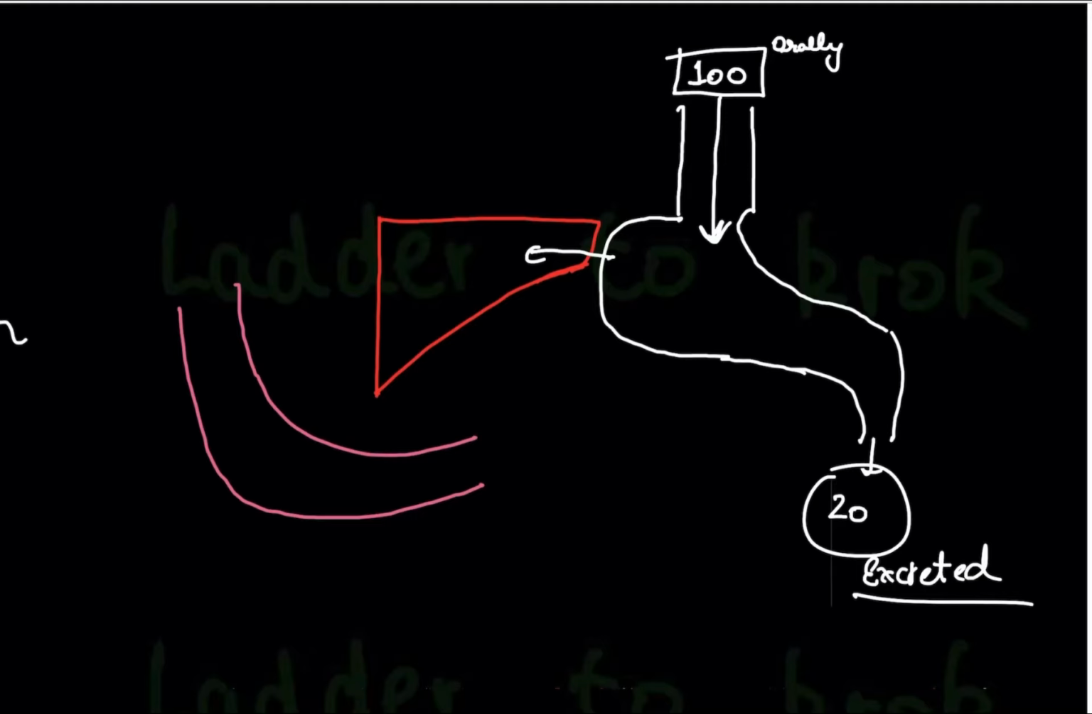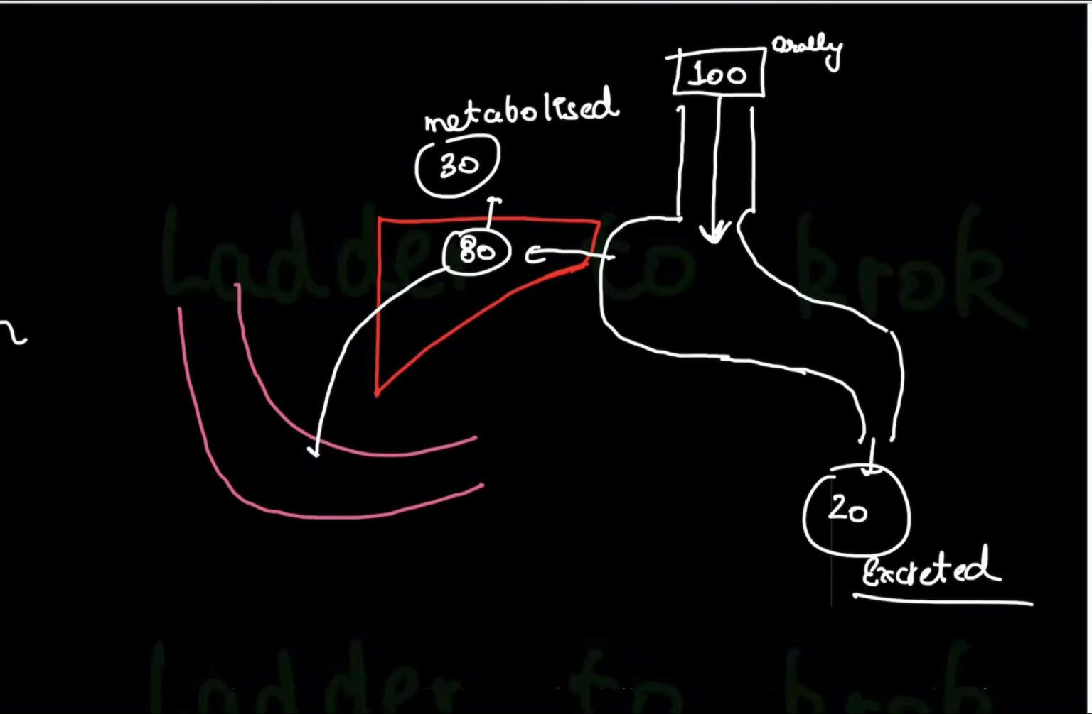Then how much will reach the liver? 80 molecules reach the liver. Then in the liver, from those 80, 30 molecules are metabolized. Now how much will reach your circulation? 50. And these 50 molecules of the drug are available to the body for action, biologically available for whatever the drug's function is.